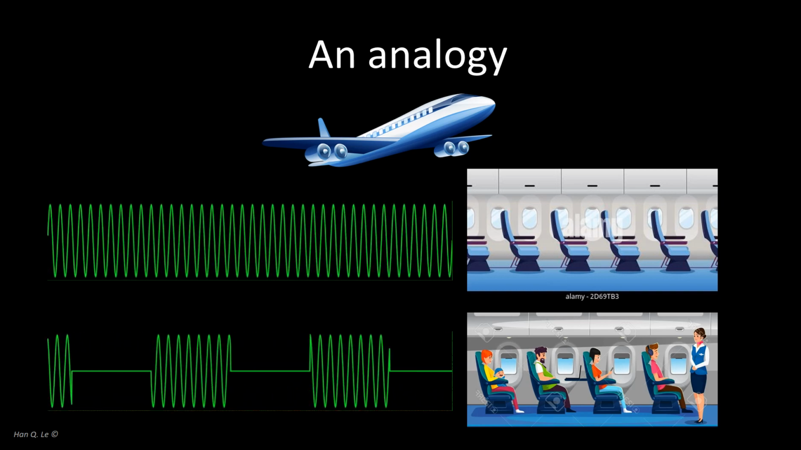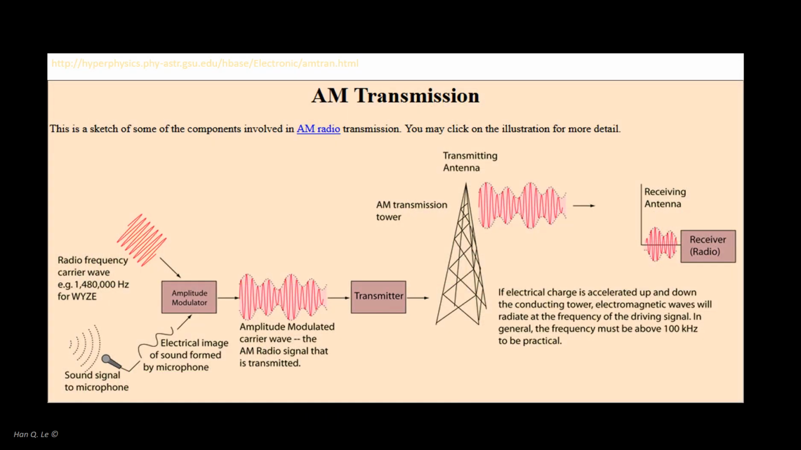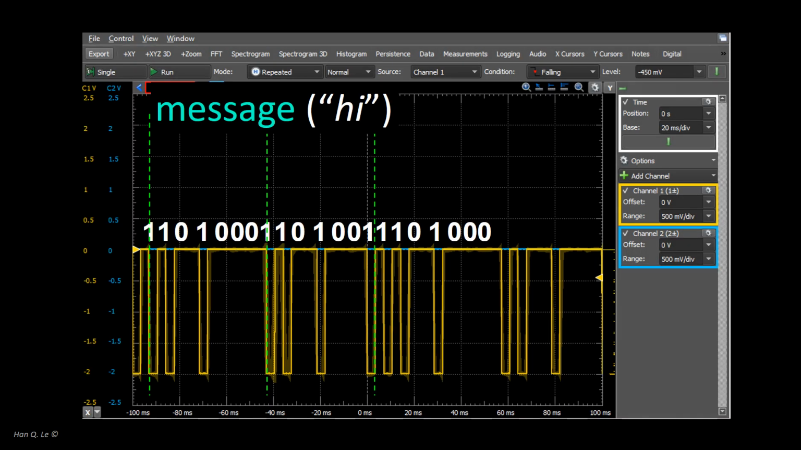There are many formats to modulate a carrier wave. Shown here is one of the simplest formats known as amplitude modulation, or AM, as in AM radio. Suppose we wish to send a message consisting of two ASCII characters, H, I, for high. The digital waveform is a sequence of square pulses representing bit 1 or bit 0 as shown.